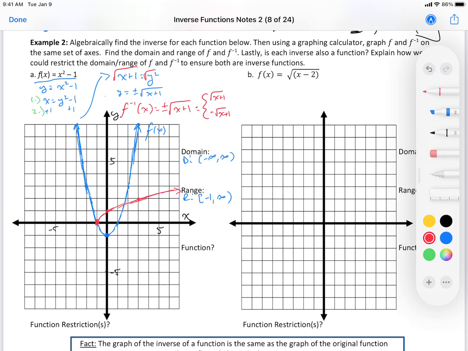positive. But we also have to take into account the negative, right? So the negative would look more like this. Essentially, we'd have two kind of pieces.